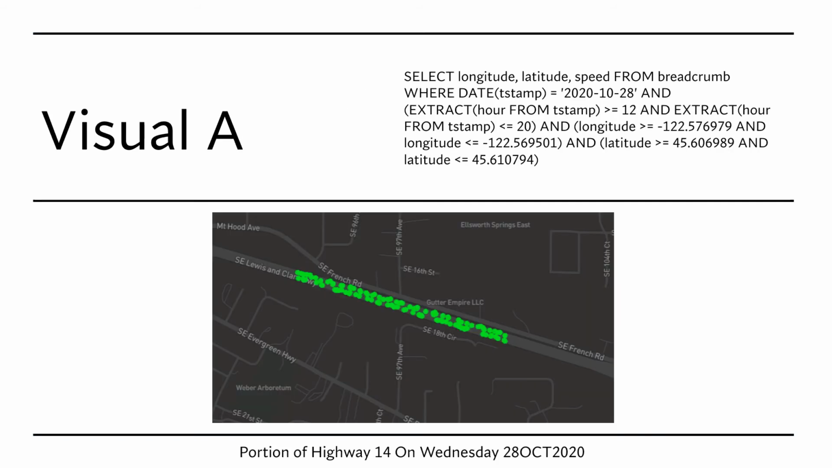This is a visualization of a portion of the breadcrumb data that was collected. In the image shown, the breadcrumb data shows a portion of Highway 14 and the records that correspond to this section on Wednesday the 28th, 2020, from 12 p.m. to 8 p.m. The green dots represent both the location and the speed at which the buses were traveling at. The reason for them all being green is because the buses were moving at the same speed through all the records during this time frame.